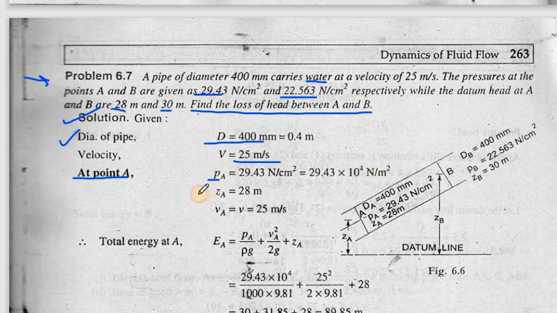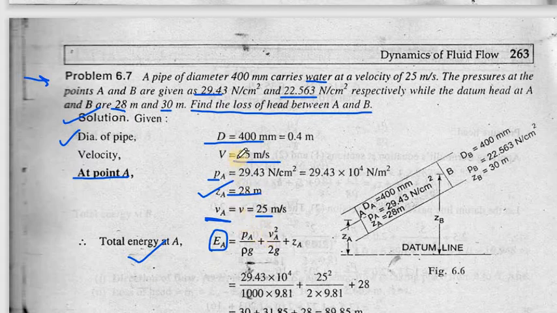Okay, and we have also got the datum value, that is the datum head, which is 28 meter. Va will be equal to 25 meter per second, so we can calculate the energy at the first point. Energy at the first point is pressure head plus velocity head plus datum head. So after putting this value we can easily get the energy at point A.